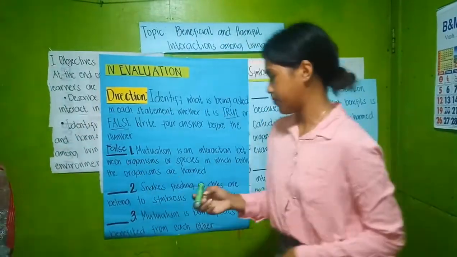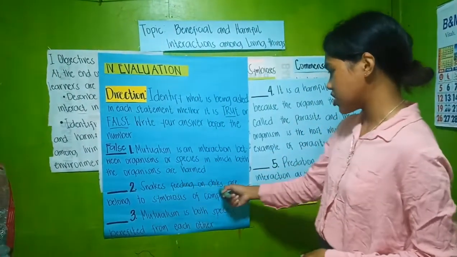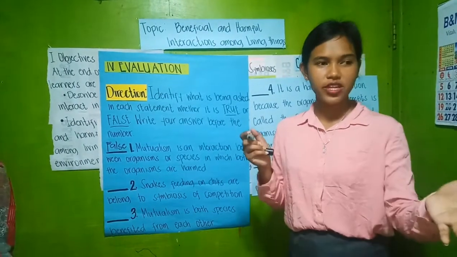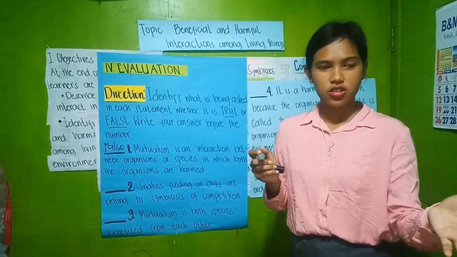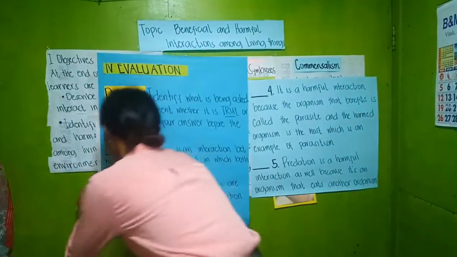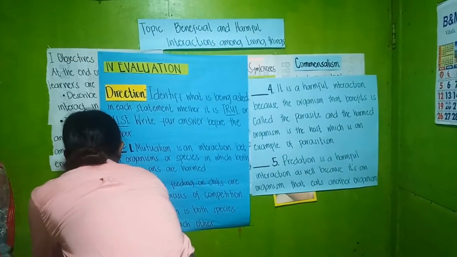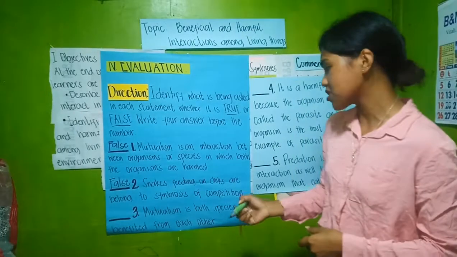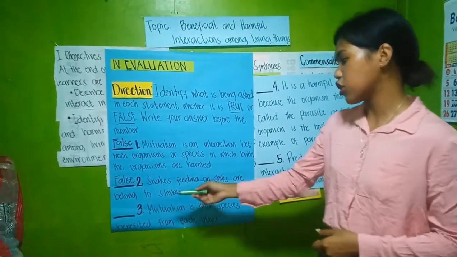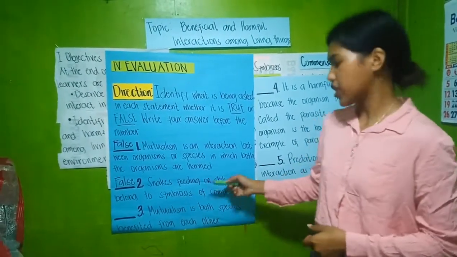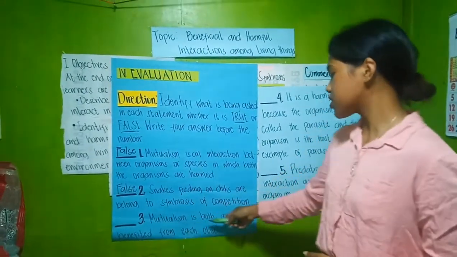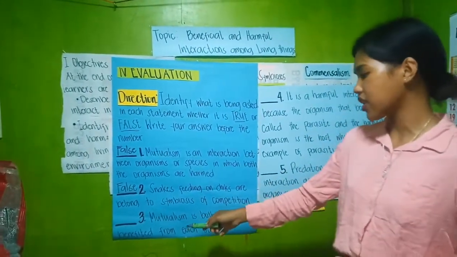Okay, number 2. Snakes feeding on chicks belongs to symbiosis of competition. Yes, Robin? False again, ma'am. False. Very good. For number 2, false. Why is it false? Because snakes feeding on chicks belong to symbiosis of what? Predation.